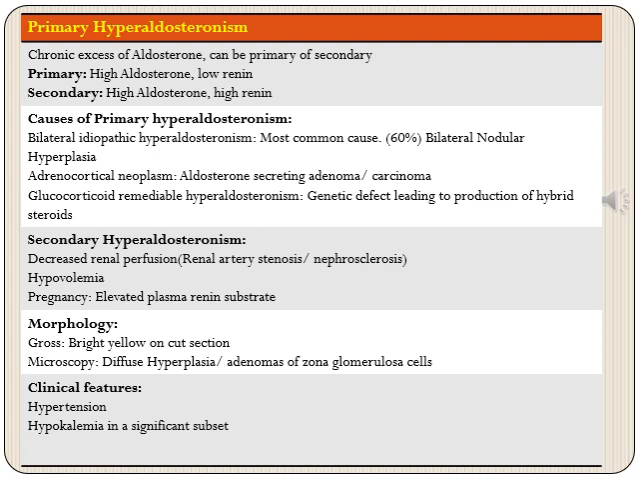Morphology: grossly, the adrenal will be bright yellow on cut section, and microscopically we can find either diffuse hyperplasia, that is, diffuse enlargement in the size of the adrenal, or adenomas of the adrenal which are secreting aldosterone. Clinically, hypertension is synonymous with primary hyperaldosteronism, and hypokalemia will be observed in a significant subset of patients, although some patients may not have hypokalemia.